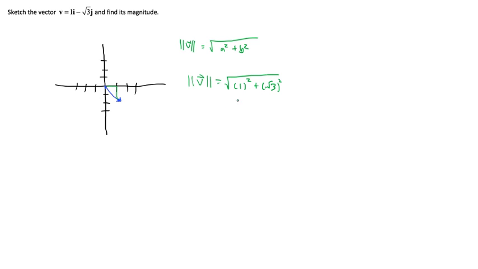It doesn't really matter. So 1 squared is 1. Radical 3 squared is just 3. So we get 2. So what does that mean? It means that the distance from the initial point to this terminal point here is going to be 2.